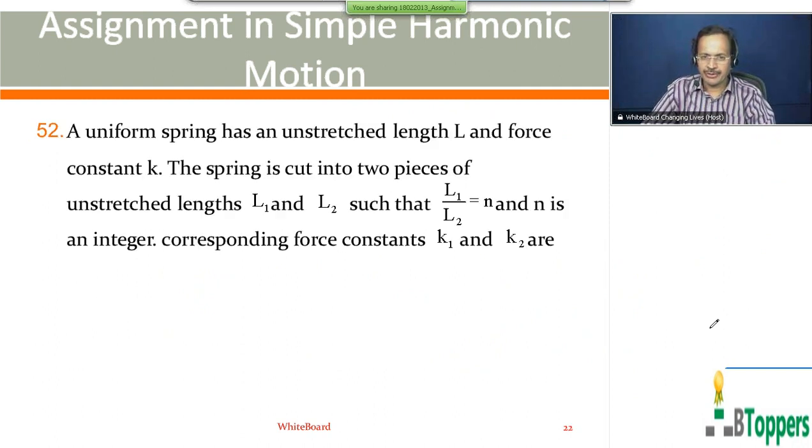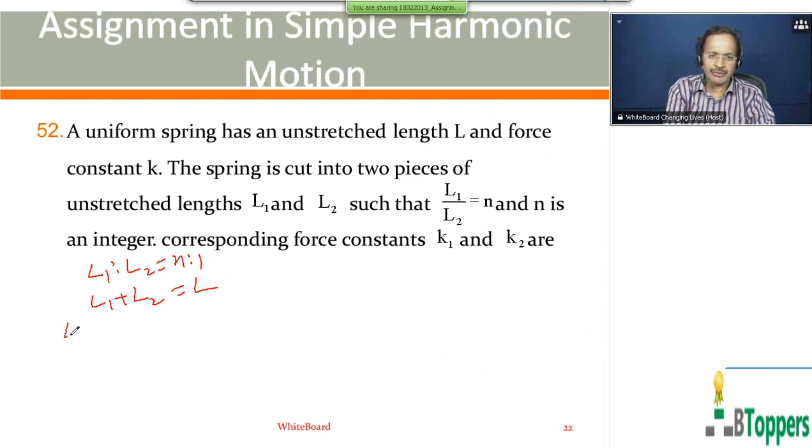See question number 52. A uniform spring has an unstretched length L and force constant K. The spring is cut into two pieces of unstretched length L1 and L2, such that L1 by L2 is N, an integer. The corresponding force constants K1 and K2 are? So L1 is to L2 is equal to N is to 1. L1 plus L2 gives you the length L of the original spring. Divide the total length according to that ratio.